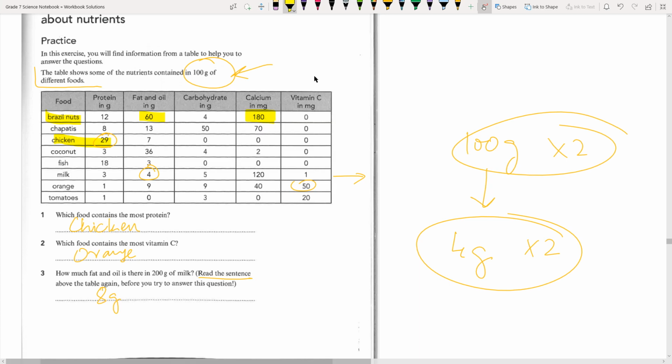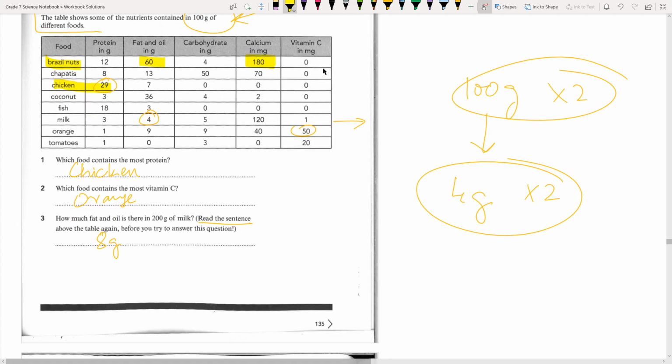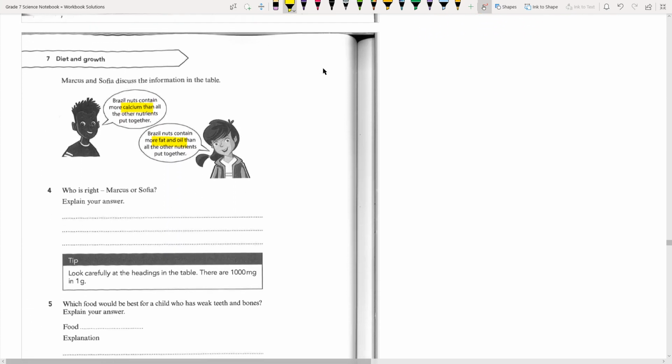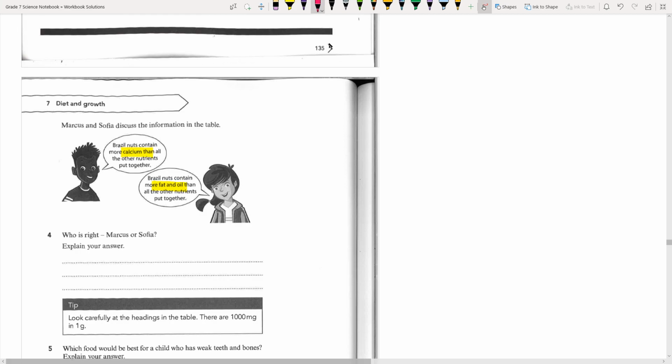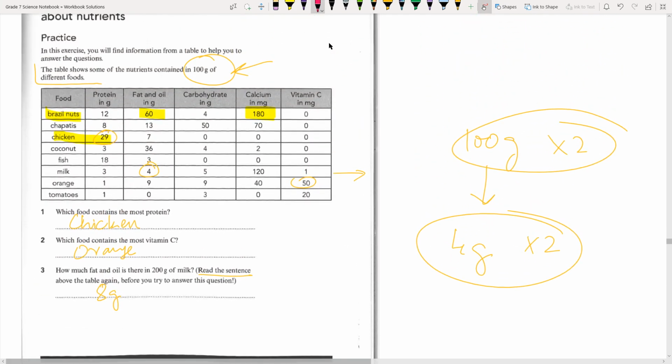So if you look at this, then we can simply say that both are correct, right? Who is right, or this, right? All the other nutrients put together. Now, put together means if we join them together, so we need to sum them up. If I just add these values real quick, we need to add the rest and see if they're right. Sum of all these values, is it greater than 60 or not? And then the sum of all these values, greater than this?